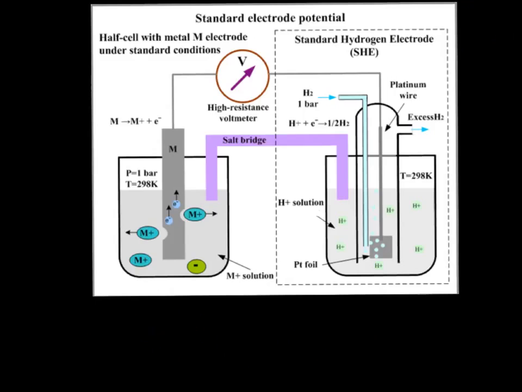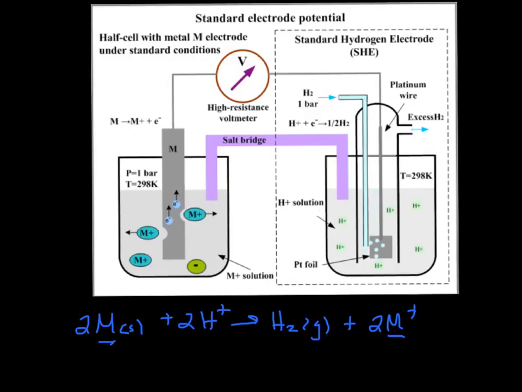When there's gases involved, what if we have the reaction like 2M solid plus 2H plus gives me hydrogen gas plus 2M plus. Again, M is just a metal. So over here I'll have my metal anode, right? That's my anode because that's where the oxidation is taking place. Electrons are produced, they go through my voltmeter and they come in here.